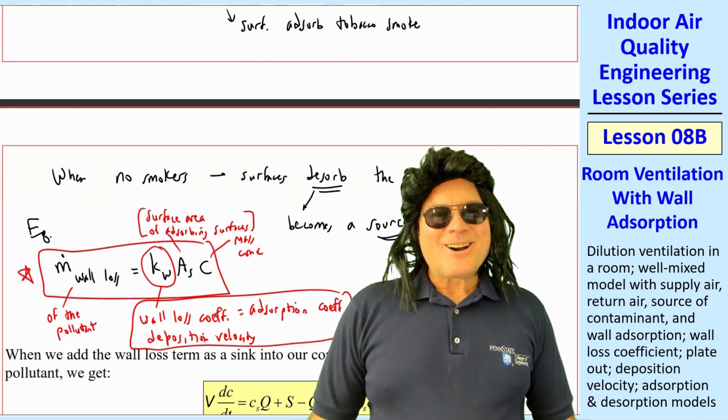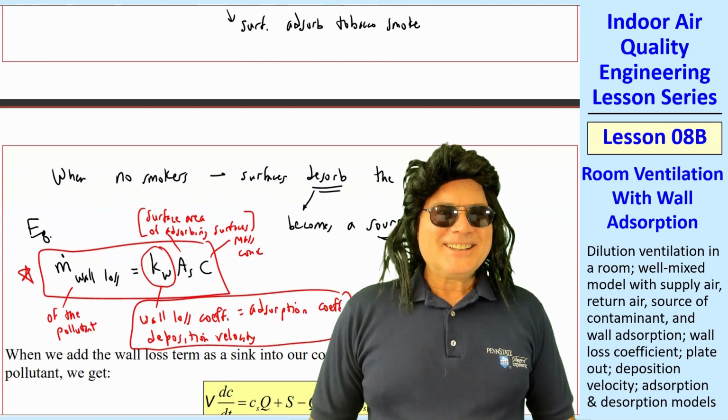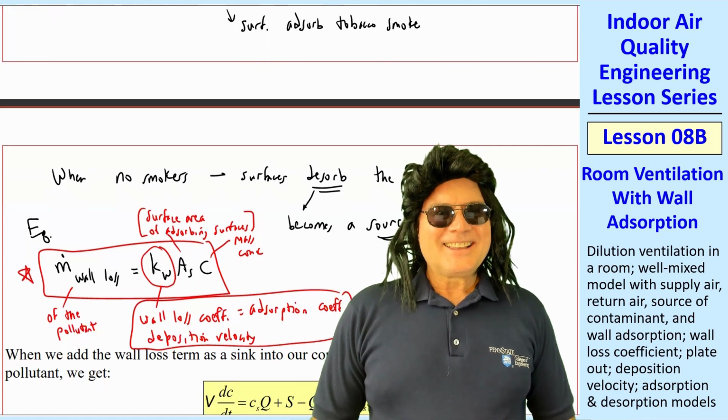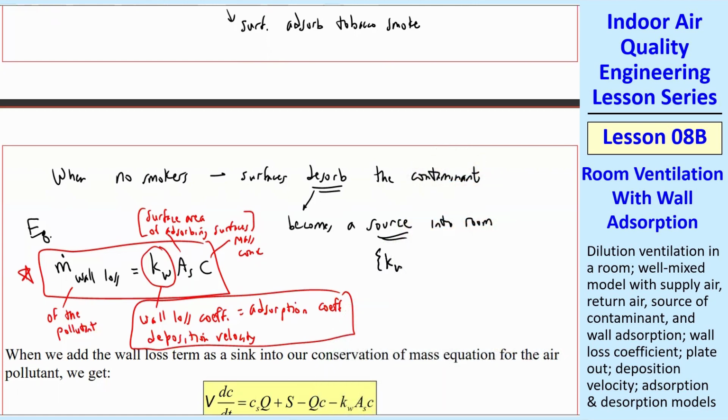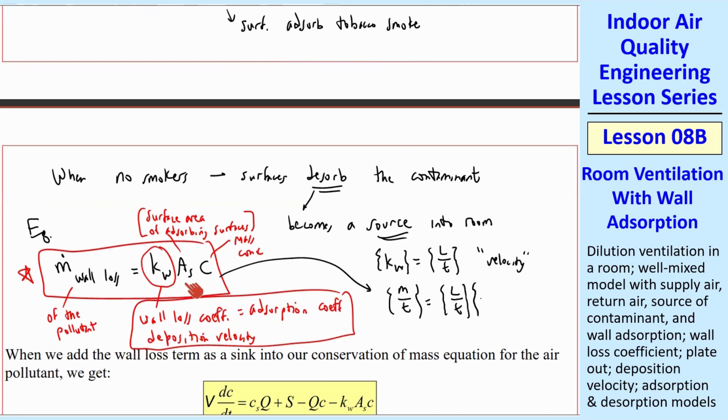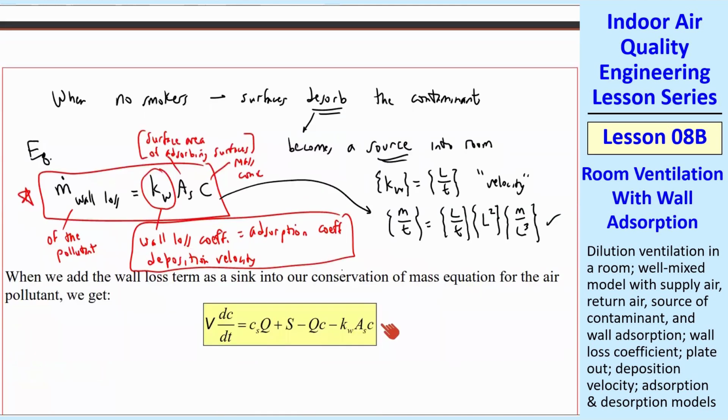Why is one of them called a velocity, dude? Good question, Joe. It turns out that the dimensions of kW are length over time, which is why we call it velocity. And if you check the dimensions here, m dot would be mass over time. This would be L over time. And then area is L squared. And then C is a mass concentration, so this would be m over L cubed. When you put all that together, you see the L's cancel and you end up with m over T. So that checks out. So that's the equation.